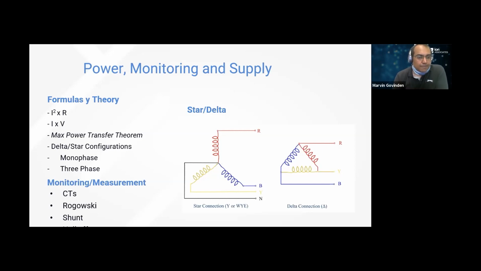For monitoring, we come across a lot of different ways of measuring energy, and that could be using Rogowski coils, current transformers, shunt resistors, Hall effect sensors. There are many ways to monitor the power being consumed in an installation or on a circuit.